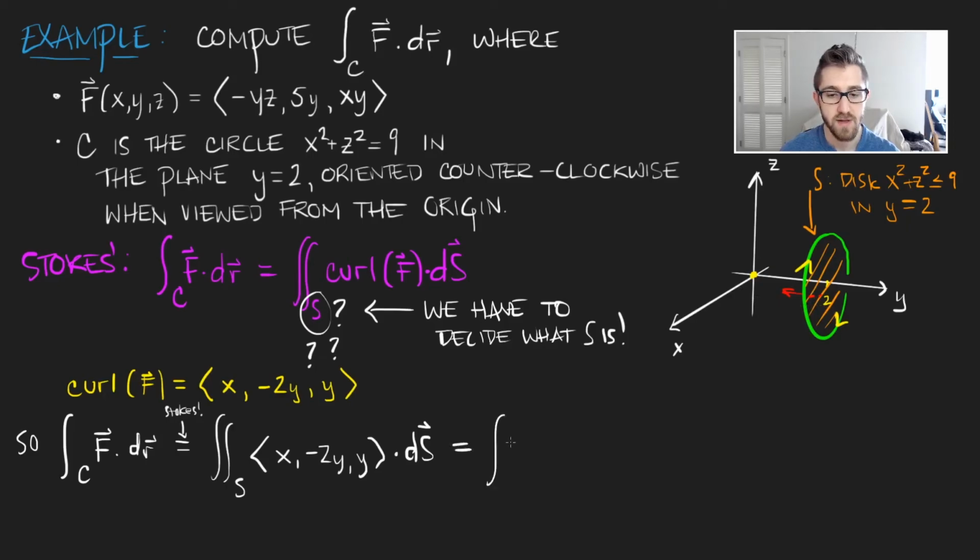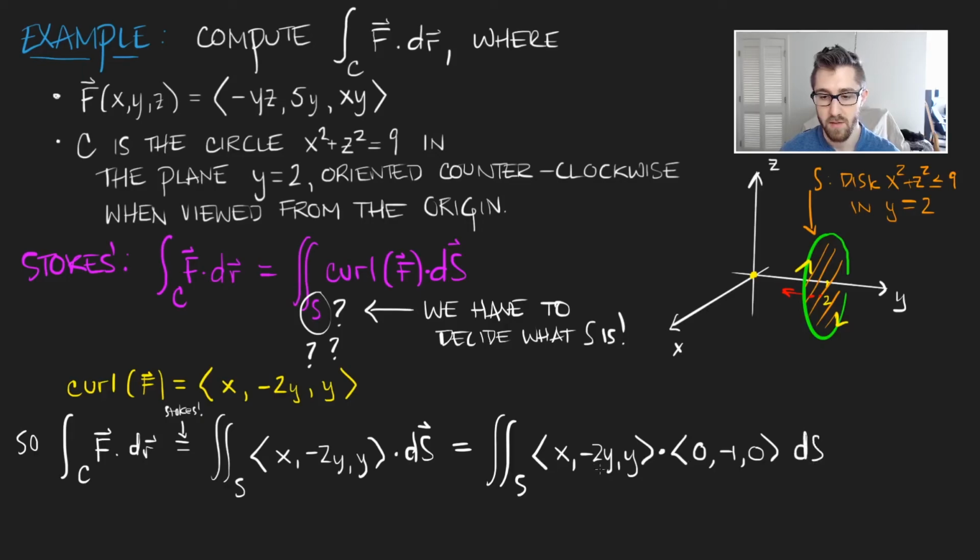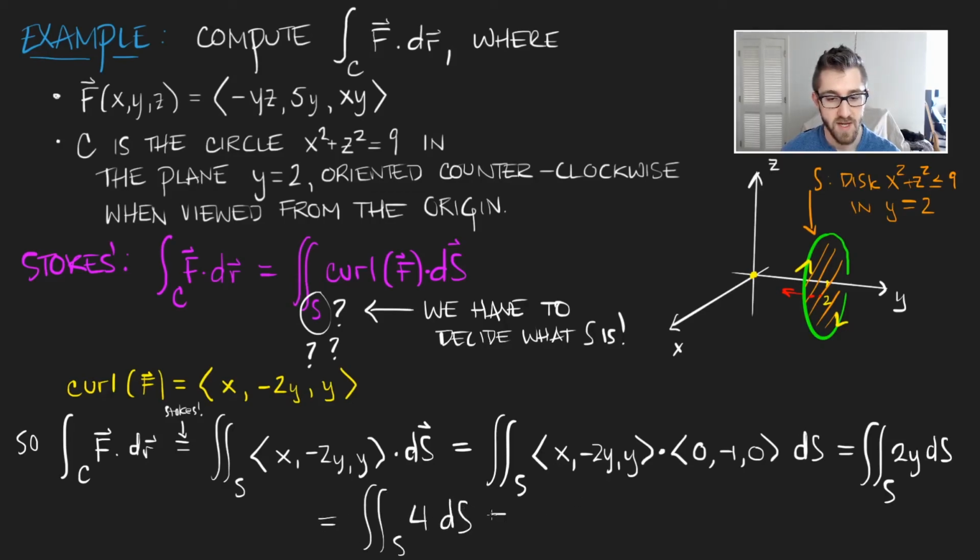So we can use the scalar surface integral interpretation of flux and evaluate instead the scalar surface integral of ⟨x, -2y, y⟩ dotted with the unit normal vector that points in that direction, which will be ⟨0, -1, 0⟩. Now, if we evaluate this dot product, we get a scalar surface integral of just 2y dS. And actually even more now, since our disk lies entirely in the plane y equals 2, our integrand is always going to be equal to 2 times 2. So this is equal to the scalar surface integral of 4 dS.